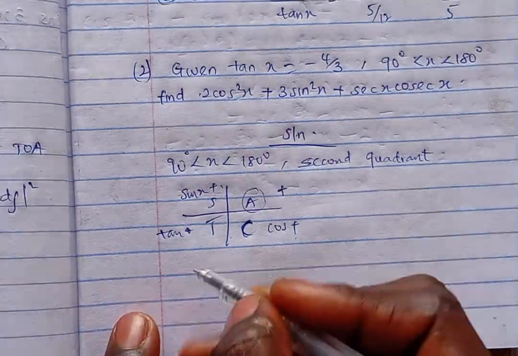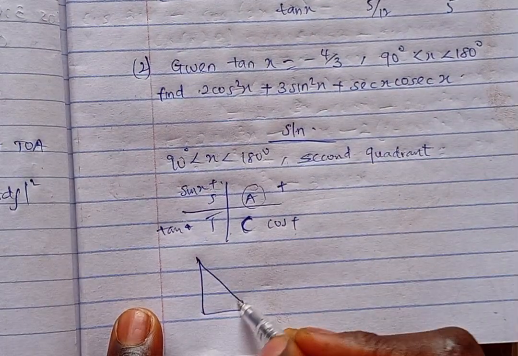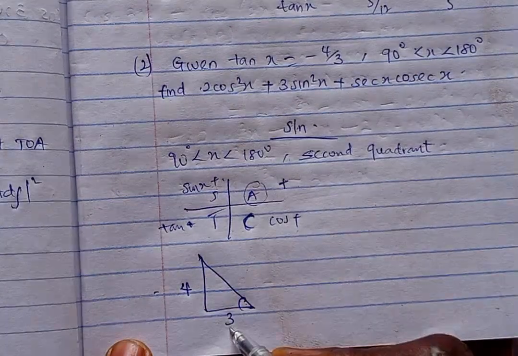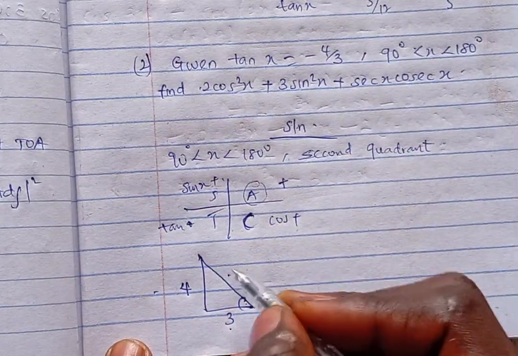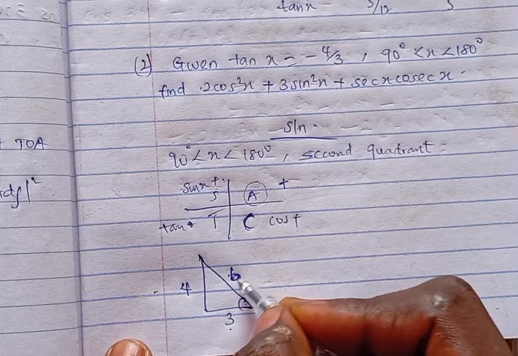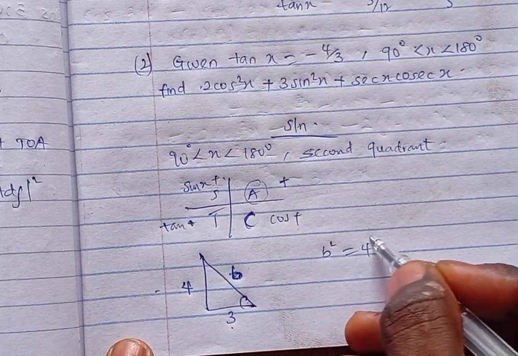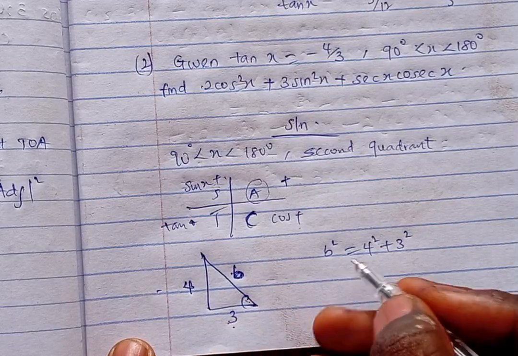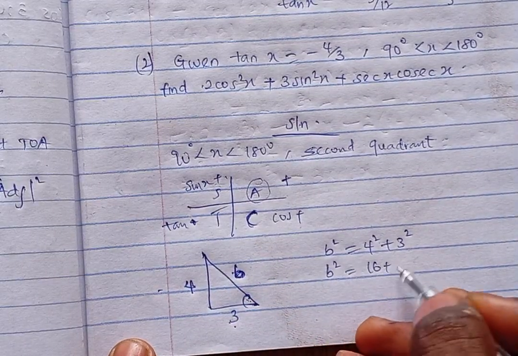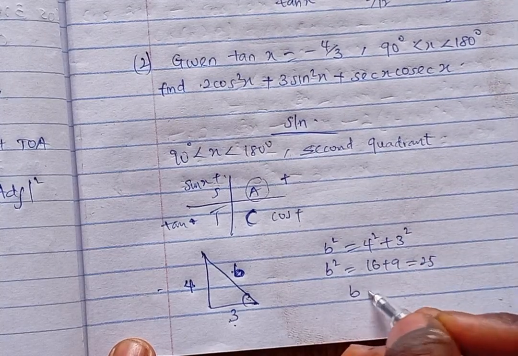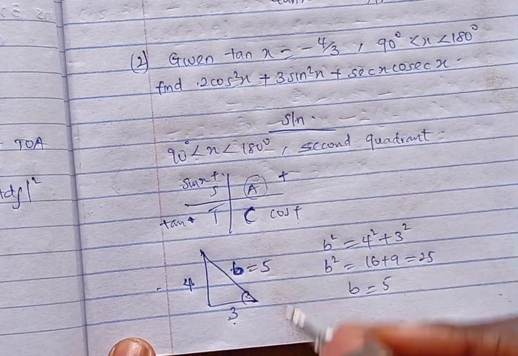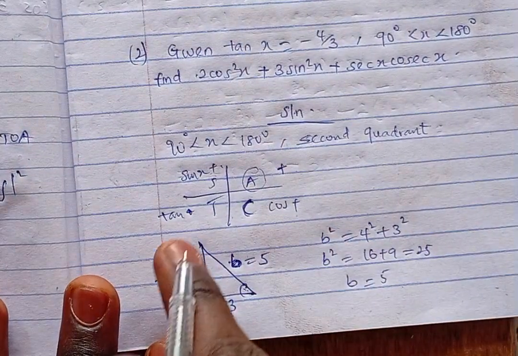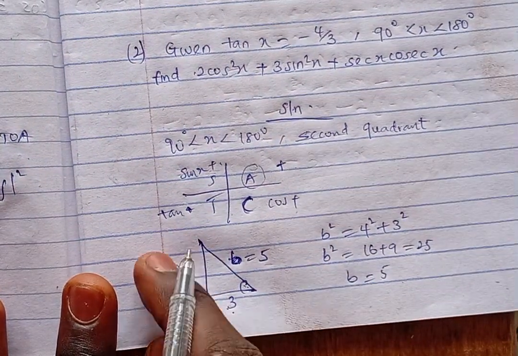Okay, how will you now do it? You have your tan, it will be 4 over 3, opposite over adjacent. To now find your hypotenuse, let's denote it by b. B squared is equal to 4 squared plus 3 squared. Hypotenuse squared is equal to opposite squared plus adjacent squared. B squared will be 16 plus 9, which is 25. So your b will be 5. So that's how I get my b. After getting b, it means this is it: 5, 4, 3.